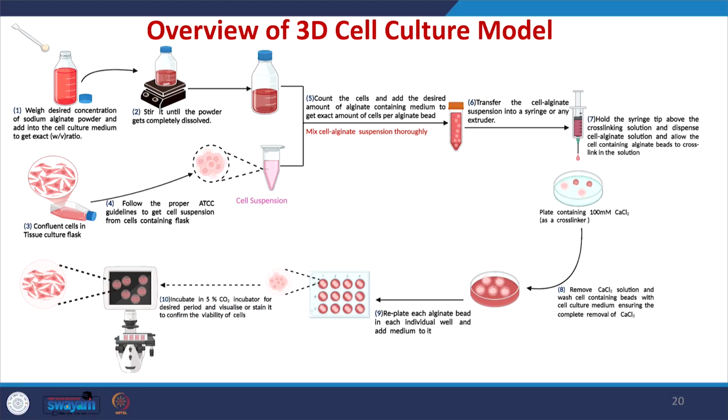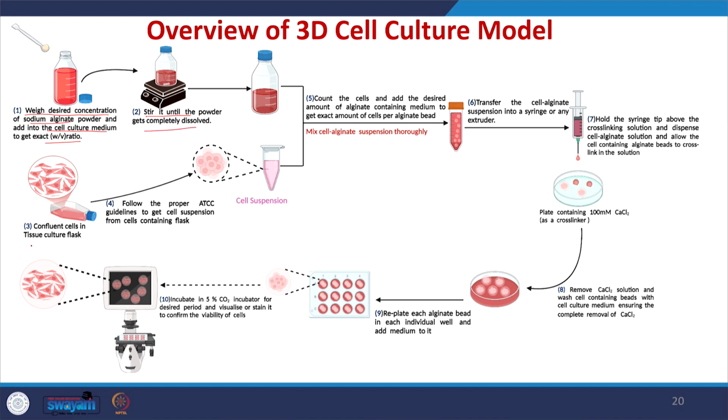Let us see the overview of alginate bead based 3D cell culture model. To prepare the alginate bead based 3D cell culture model, the first step is weigh desired concentration of sodium alginate powder and add it to the cell culture medium to get the exact weight to volume ratio. Stir it until the powder gets completely dissolved.